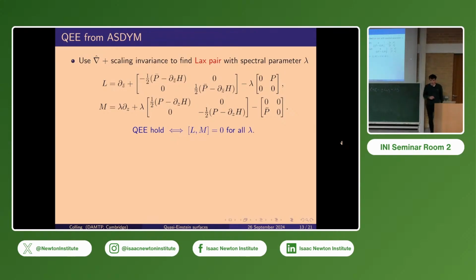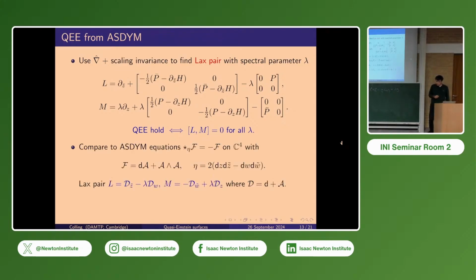And now we can compare this to the anti-self-dual Yang-Mills equations. These equations are Hodge star F equals minus F, where F is the curvature of some connection A. In this case, I'm taking the Hodge star with respect to this metric eta, which is a complex metric on C4. Z, Z tilde, W, and W tilde are complex coordinates. And the volume form is dz wedge dz tilde wedge dw wedge dw tilde.